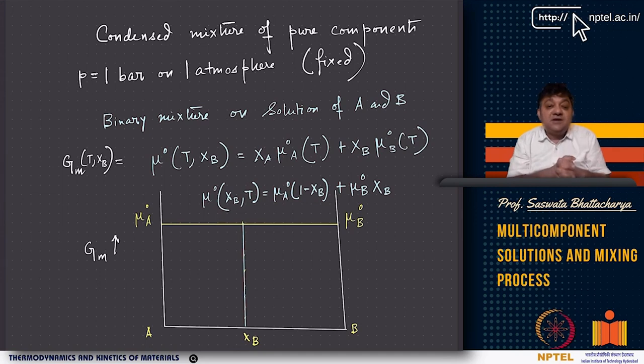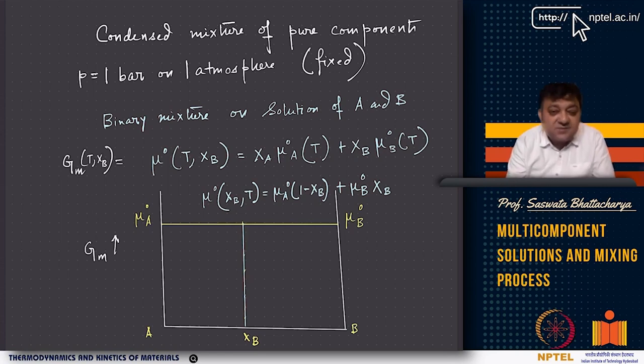So now if you look at a condensed mixture, that is, a mixture of liquids or a mixture of solids, in general we consider the PV work, and we have also already seen some examples that PV work is negligible. So basically we keep P equal to 1 bar or 1 atmosphere. Only when the pressure is of the order of a few kilobars or 10 gigapascals or more, as we have also shown, you will see that in such cases PV work becomes important for the condensed mixture.